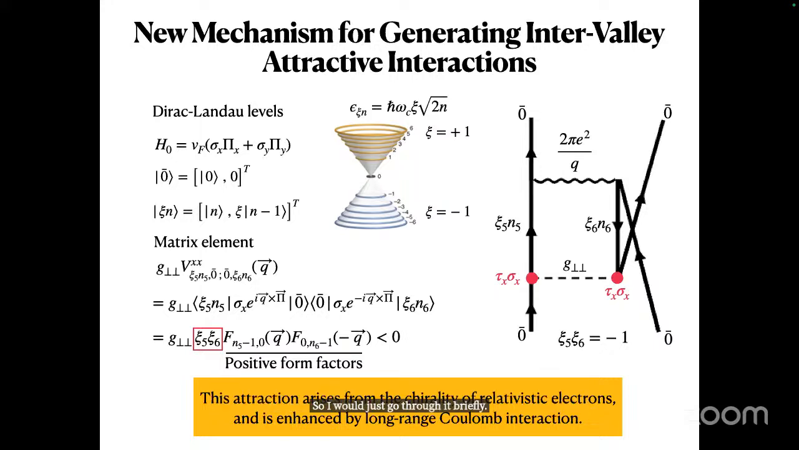Okay. So in this diagram, here you have a long-range Coulomb interaction potential, so 2 pi e square over q. And here you have a delta function interaction. And in the middle, you have some virtual particle, n5 and 6, psi5, psi6, could be particle and hole index. Now, if you try to compute the matrix element of this diagram, this gives you G perp, and then you have some matrix elements here. The matrix elements XX stand for tau X and sigma X. Tau X, sigma X are just the valley and sublattice. And you can evaluate this thing in this vertex.